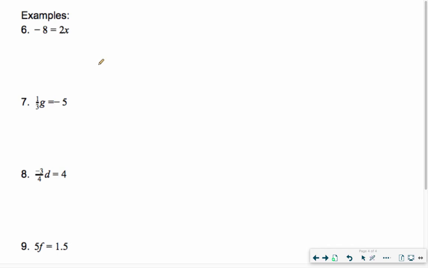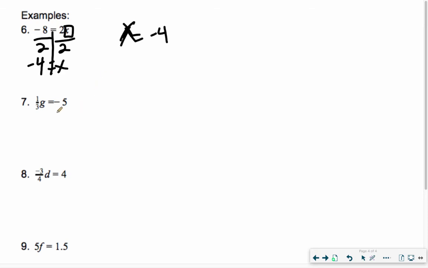All right, so here's some examples. Again, I put the variable on the right side just so you know that that's okay. Box my x, draw my line. What is this operation? This is multiplication, so I'm going to divide by 2. Divide by 2. Negative 8 divided by 2 is negative 4 equals x, or x equals negative 4. Same thing.